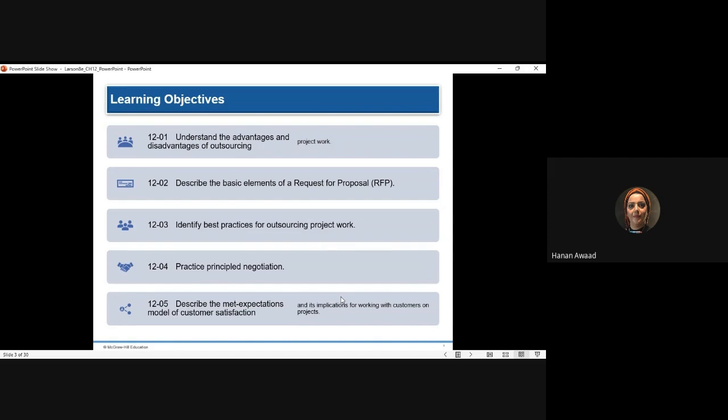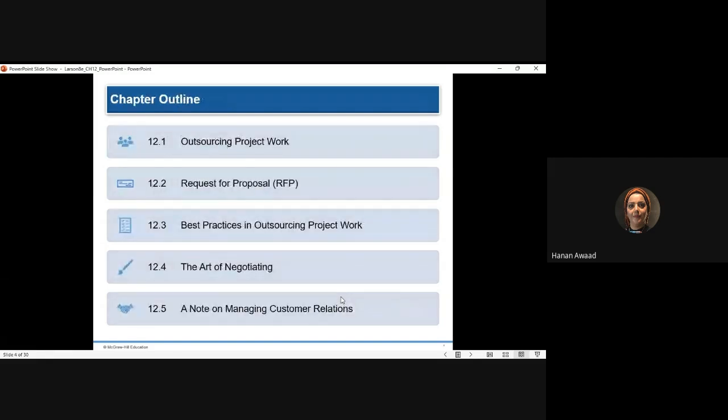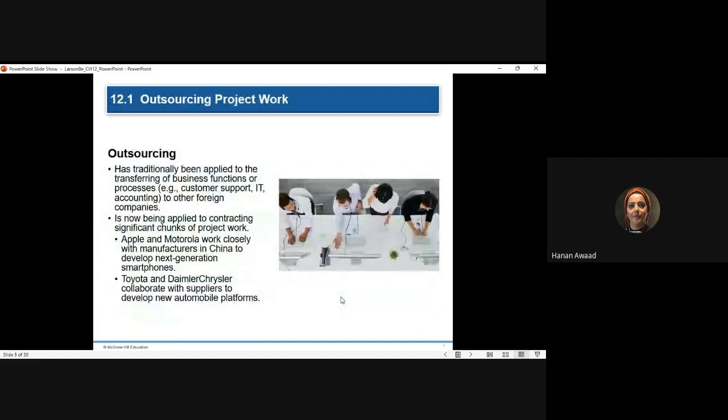I find that when I start talking about procurement and outsourcing, many of my students can relate it to their actual work. So you are transferring some of the functions, processes, or operations of the business, in our case, of the project, to someone else.